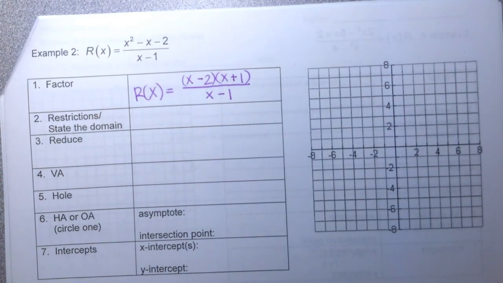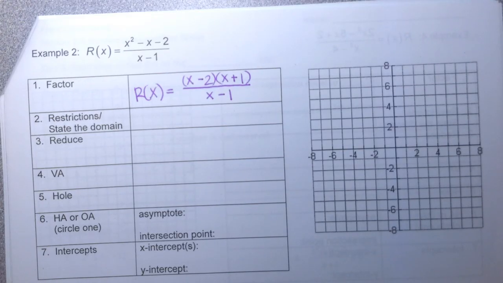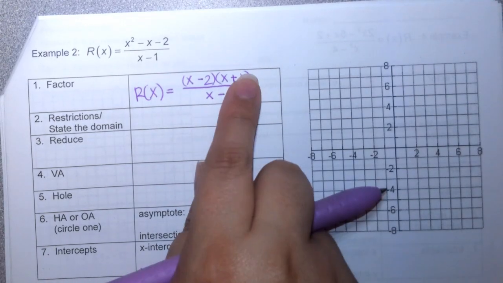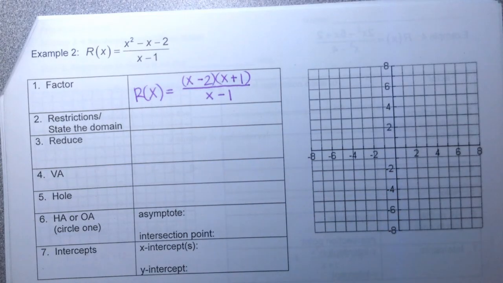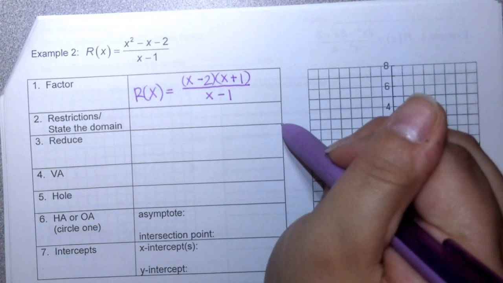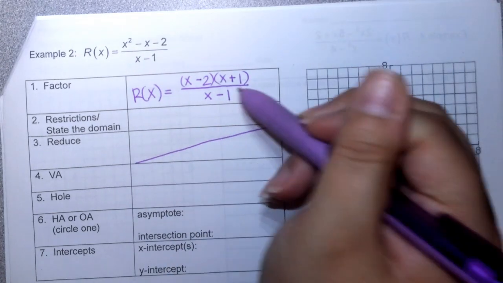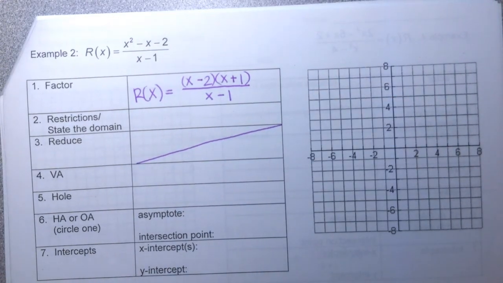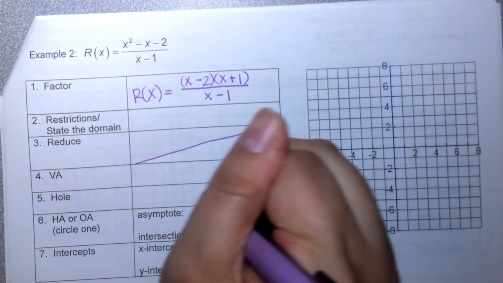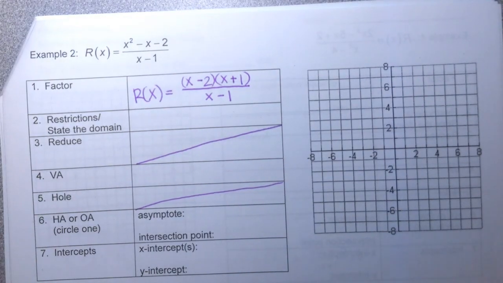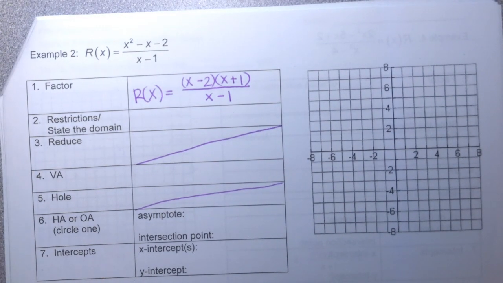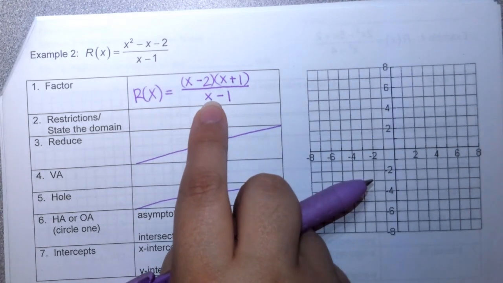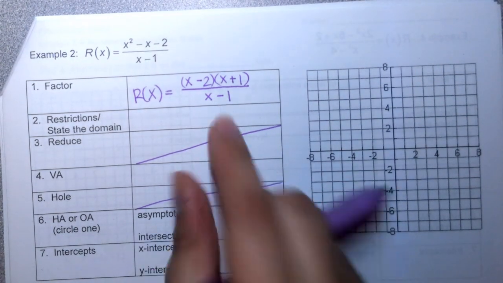Can I reduce this? Be careful. Can I cancel these out? No, they're not the same. They would have to be the same. So be careful because you're going to want to cancel them out. You can't. Remember, don't kill kittens. You can't just cross out x's because you want to. Doesn't do that. So since I'm not reducing, there's no holes. So what do I do now? Set it equal to 0. What is x minus 1 equals 0?